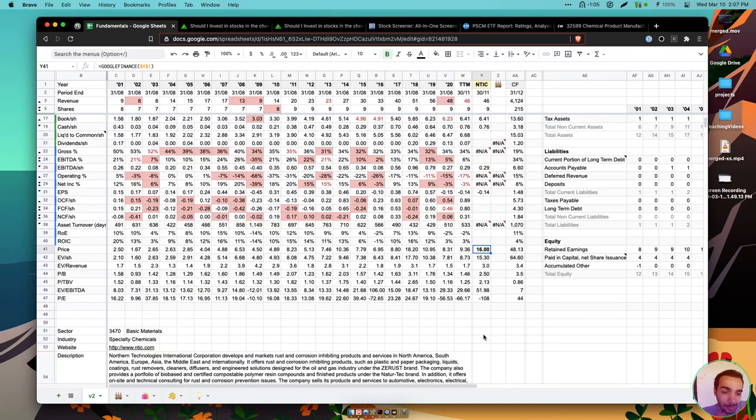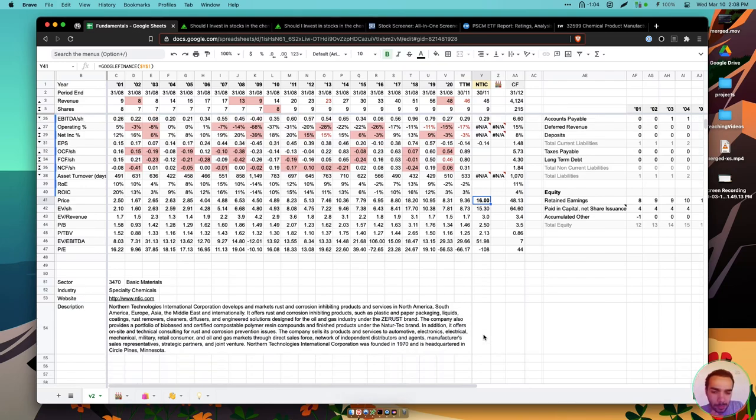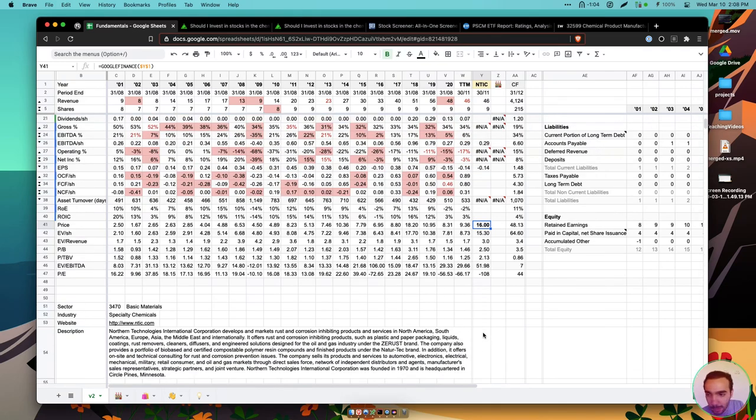Whoa, 16? How? Maybe there's some factor I'm not accounting for. So 16, 15 times, so the EV is 15, okay. Yeah, 3 times revenue. Whoa, what? Why? 2.5 times book, 2 times tangible book. Yeah, I'm having a hard time swallowing that. Why would it be 2 times tangible book? Is it asset light? Is that why? EV over EBITDA. Whoa, 52 times EBITDA.